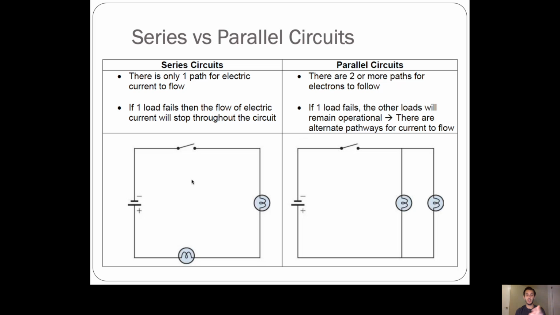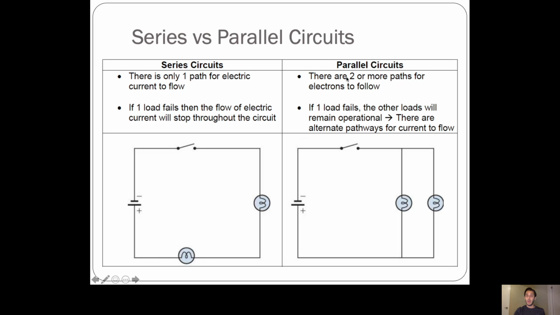Okay, so series circuits, we know about those. There's only one path for electricity to follow. If one load fails, then the entire current stops. So if this light bulb burns out, well, this one's going to not be lit as well. So you have to make sure that the entire circuit is functioning for electricity to pass through.